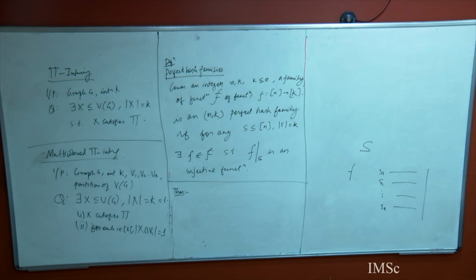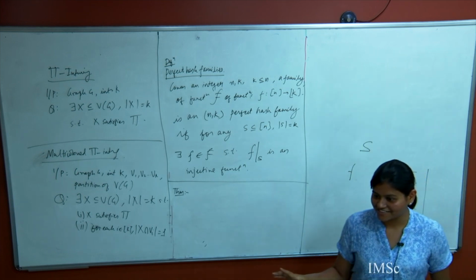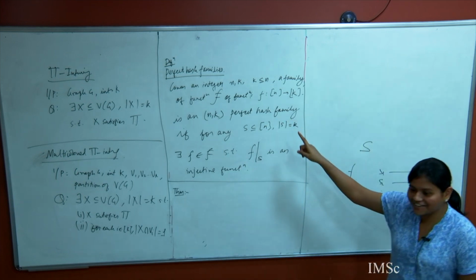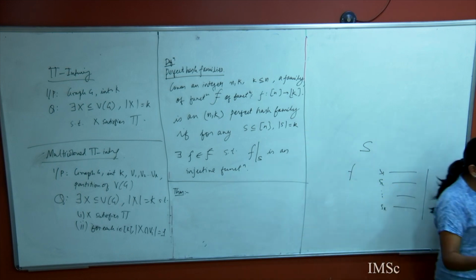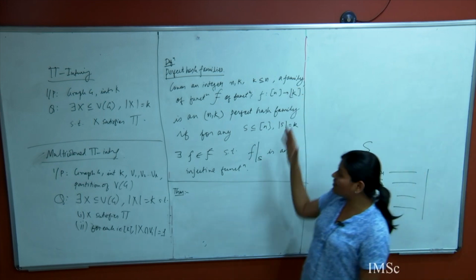Isn't this the universal set that he defined yesterday? That's different. This is a perfect hash family. Oh, he told me that he defined it. Okay, well, never mind. So this is what a perfect hash family is.